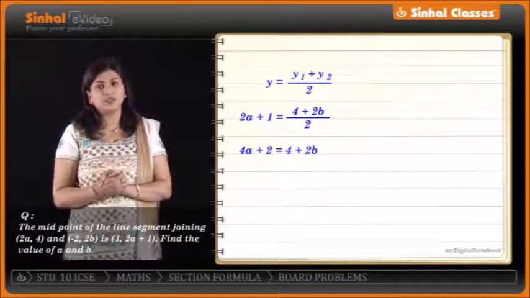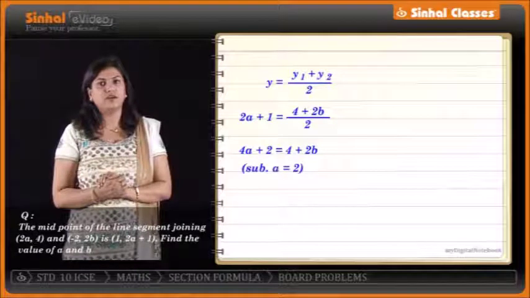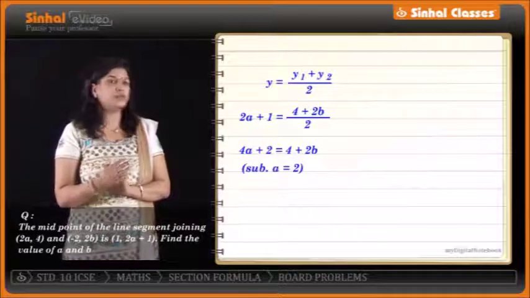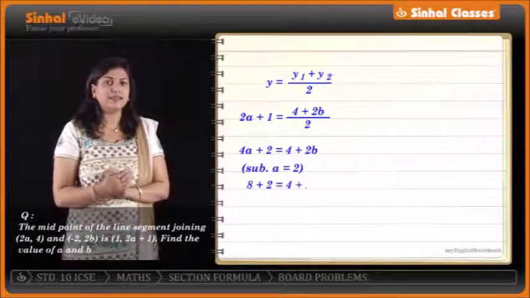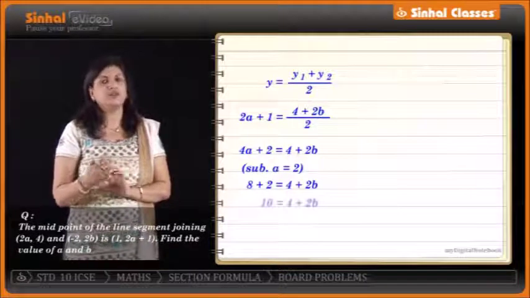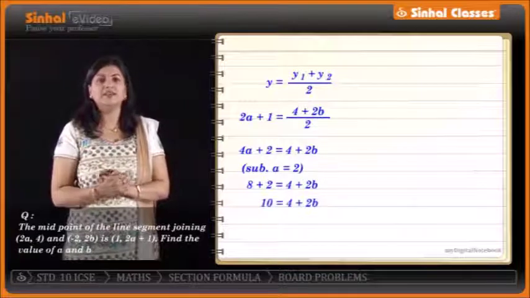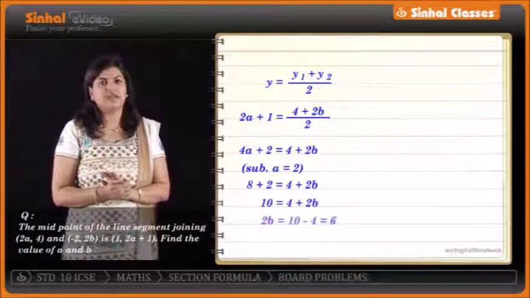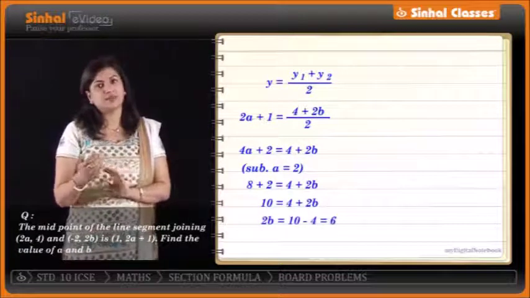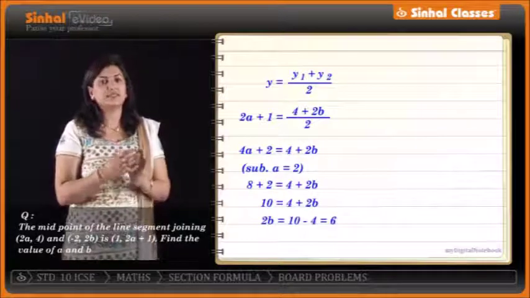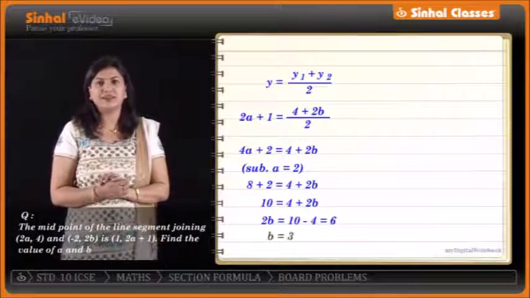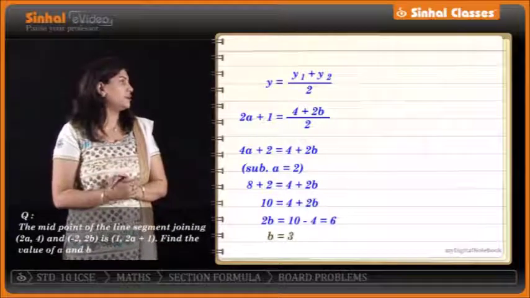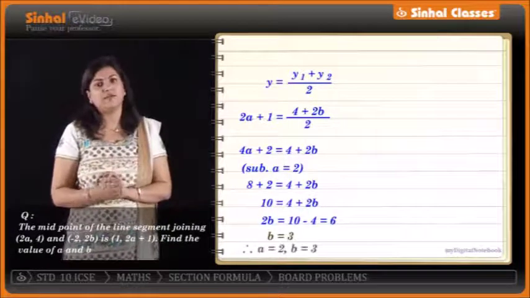Now we substitute a as 2 over here to get 8 plus 2 is equal to 4 plus 2b. That is 10 is equal to 4 plus 2b. So take 4 to the other side. We have 6 is equal to 2b. That is b is equal to 6 upon 2, which is nothing but 3. So we have got a as 2 and b as 3.